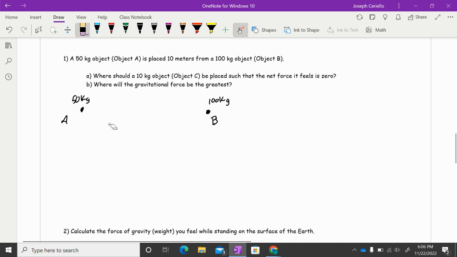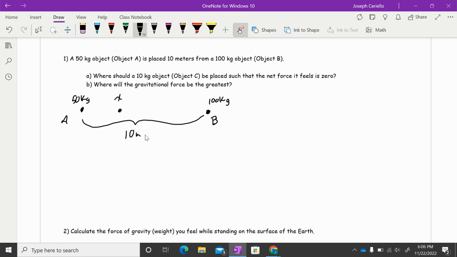So we know the distance between A and B is 10. That's really important. I'm going to call the location for the net force to be 0 location X. And I'll call this, we know, 10 meters. All right, so I want to find where the net force is 0.